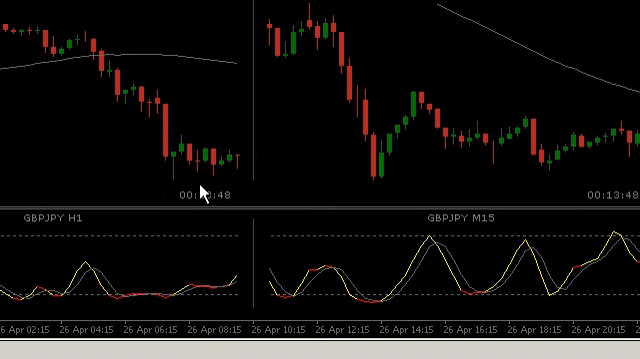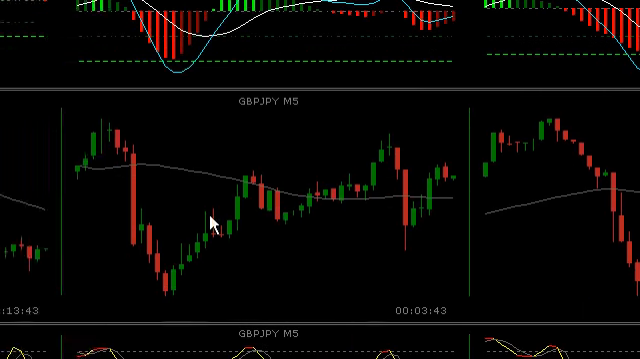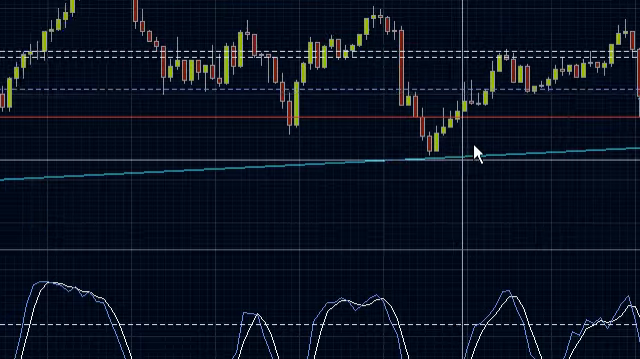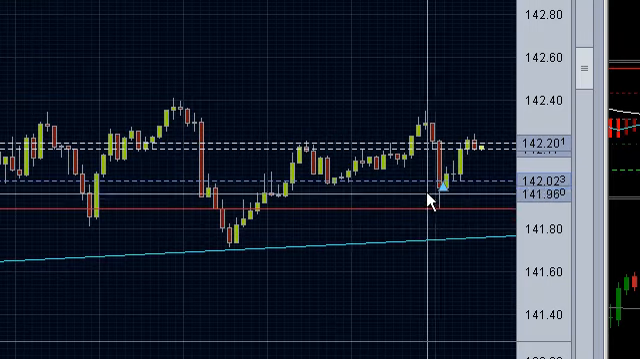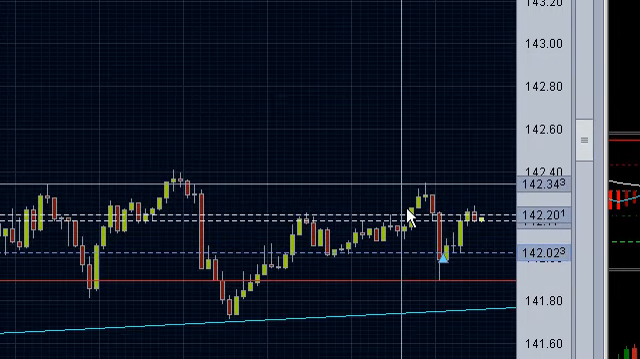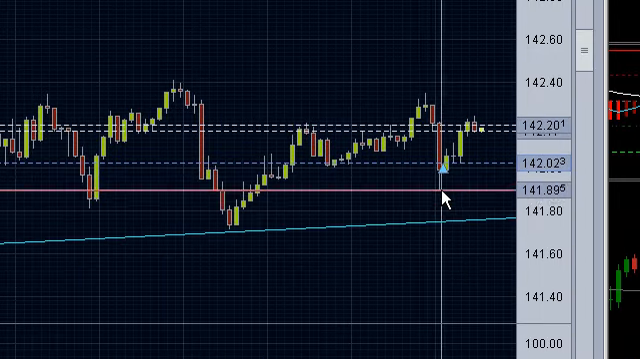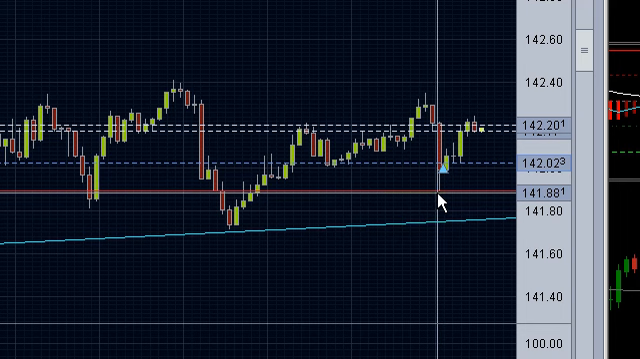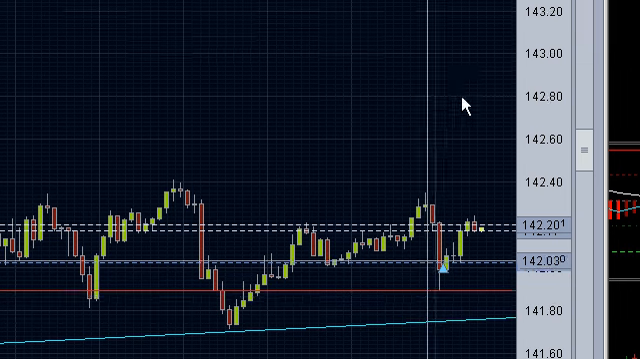Oh, just before we go, I have entered on this here based on this counter trend trade, and thought I'd show you how that's panning out. So I entered back here, and currently I'm 15 pips in profit, so working out well for me. My stop is quite tight, as you can see, straight underneath here, and that's how we do it.